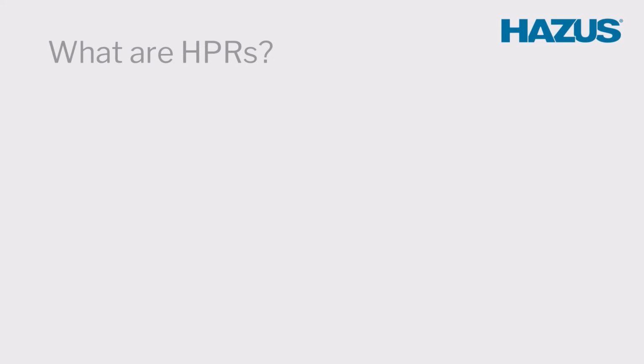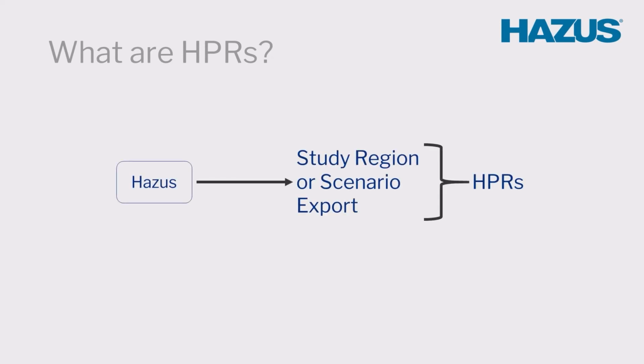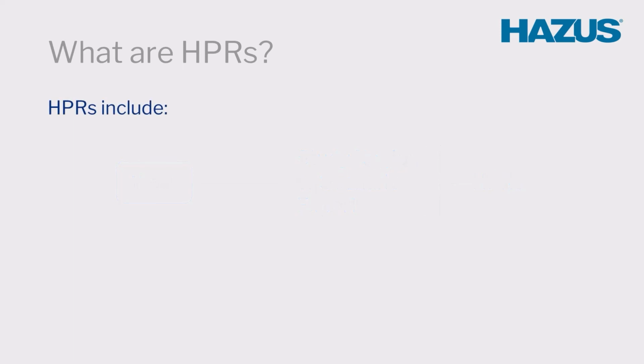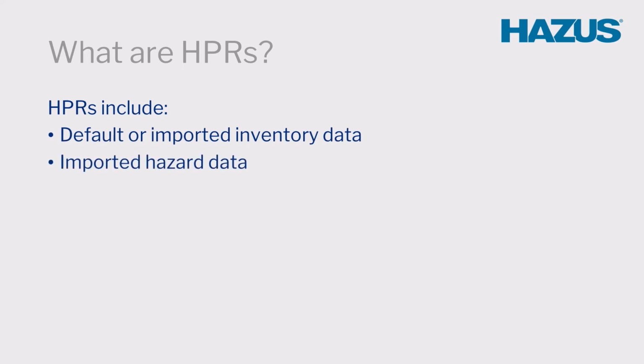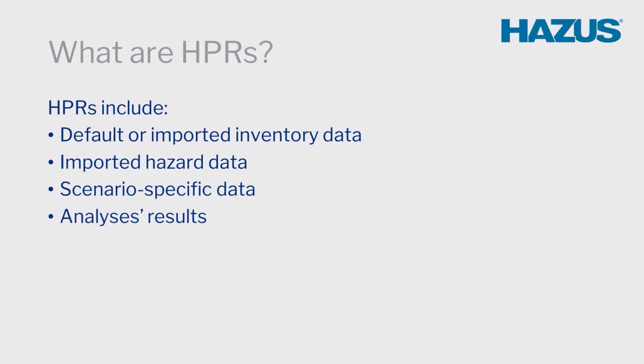HPRs are created when a user exports a study region or scenario from within Hazus, and they contain all of the data entered and generated up until the point of export. HPRs contain the full package of data, including default or imported inventory data, any imported hazard data, scenario-specific data, and analyses results. As such, they are great sources of data for previously created Hazus study regions or scenarios, whether from your own created scenarios or shared from another Hazus user.